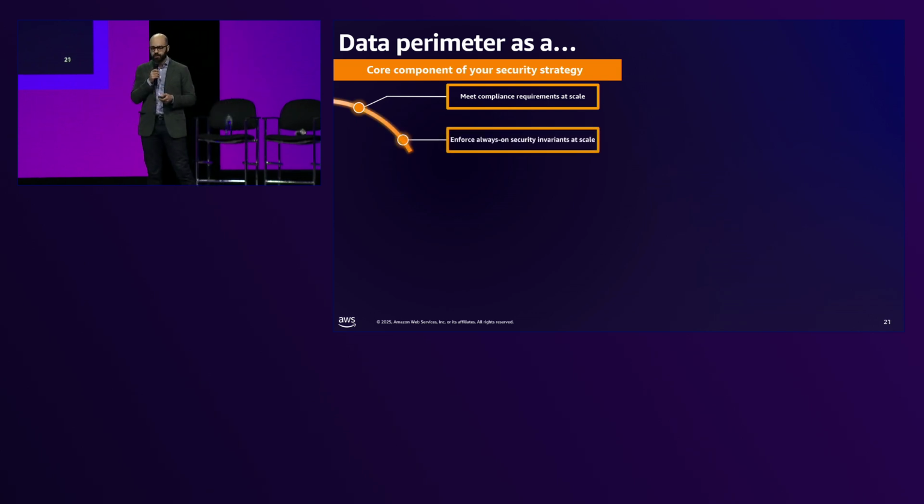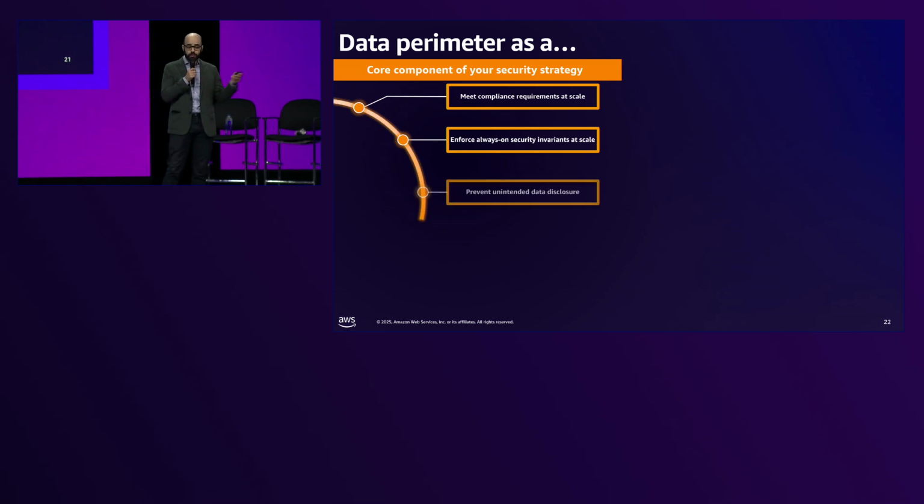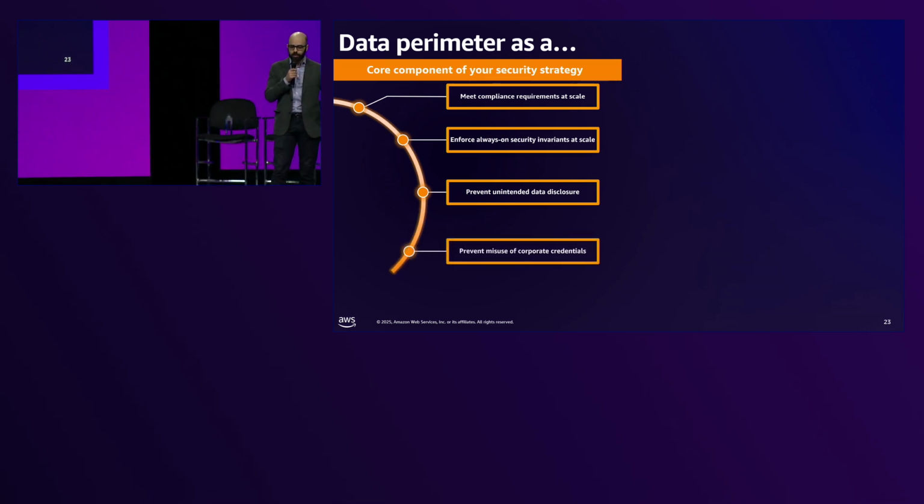The other key benefit is that data perimeter controls help you enforce always-on security invariants at scale. As we have seen, data perimeter controls are coarse-grained by nature and can be applied across a large set of accounts. During the example that we have reviewed together, we have seen that data perimeter controls can help you prevent unintended access to your data, but also unintended data disclosure. So they help you meet your data loss prevention objective. During the last example that we have reviewed, we saw that data perimeter controls can also help you prevent misuse of your corporate credentials.